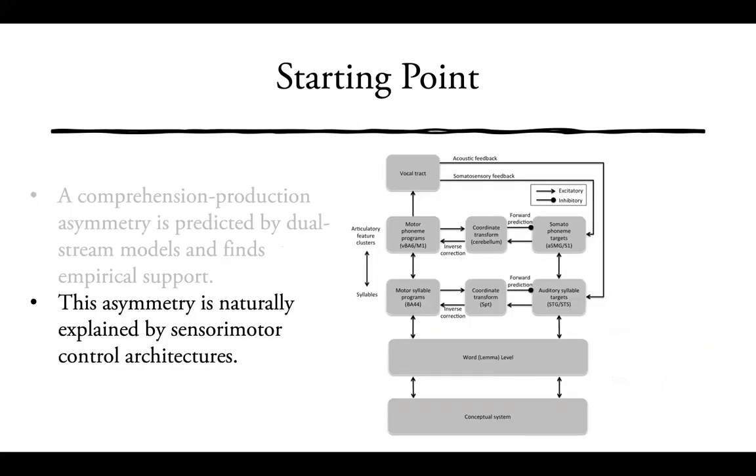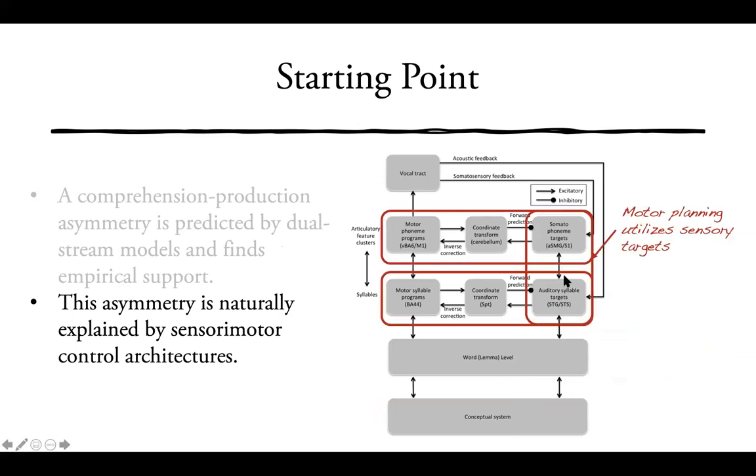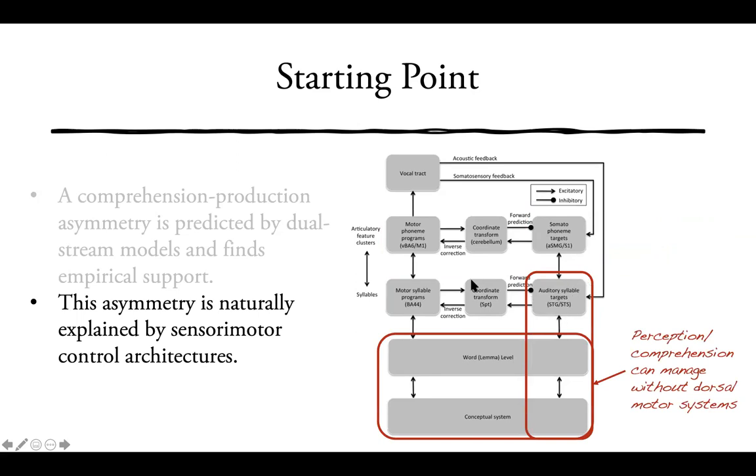Now, this asymmetry is naturally explained by sensory motor control architectures. So, for example, in this architecture, this is motor planning at two different hierarchical levels, and that motor planning is going to make use of sensory targets as part of the process. So you involve the entire network, including motor and sensory systems at multiple levels. In comprehension, incoming input doesn't need to make reference to motor plans. This is fairly well established and can manage quite well without these dorsal motor systems. So this is predicted quite straightforwardly from motor control models.